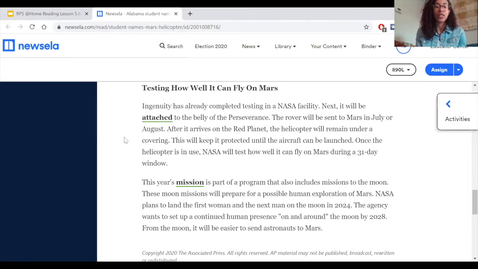This year's mission is part of a program that also includes missions to the moon. These moon missions will prepare for a possible human exploration of Mars. NASA plans to land the first woman and the next man on the moon in 2024. The agency wants to set up a continued human presence on and around the moon by 2028. From the moon, it will be easier to send astronauts to Mars.